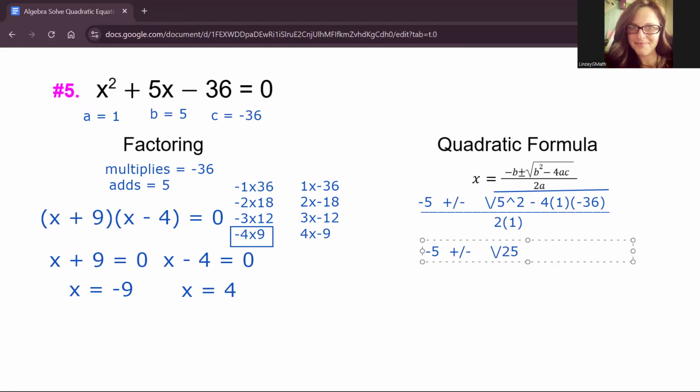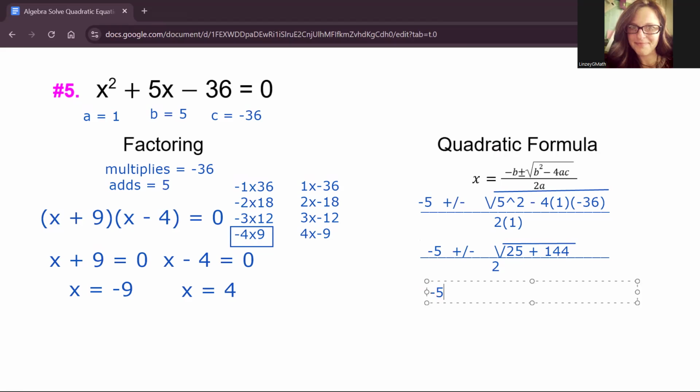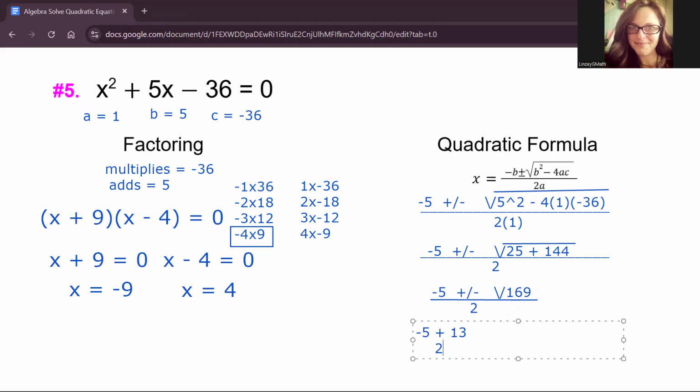And then we'll simplify under the square root. 5 squared is 25. 4 times 36, we get 144 all over 2. Square root, and then we'll add 25 plus 144. We get the square root of 169 divided by 2. Square root of 169 is 13, plus and minus. So you get negative 5 plus 13 divided by 2, and negative 5 minus 13 divided by 2. We'll simplify those.